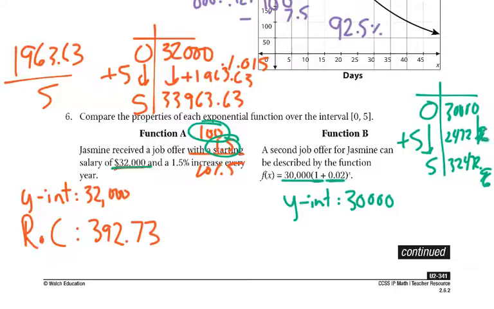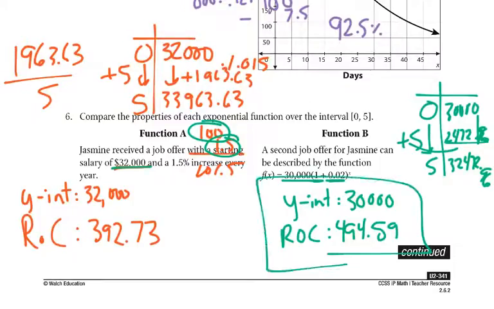So I take that, subtract the 30,000 from it, and that gives me 2472.96. Which we divide by 5, and we get our rate of change of 494.59. So from the looks of it, you'd probably be better off taking the second one because you're growing at a faster rate, which means you'll get more money sooner.